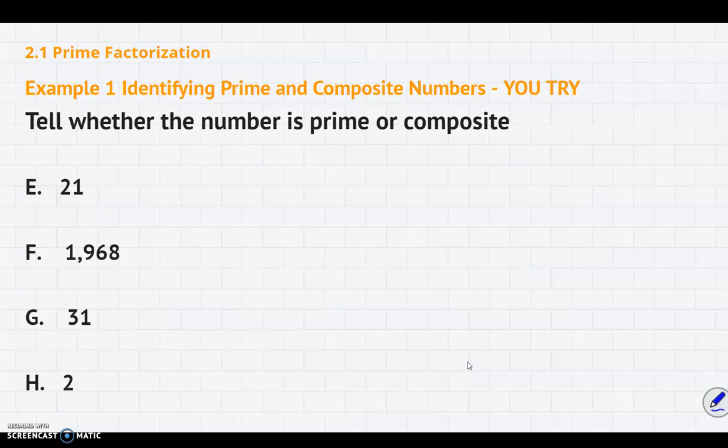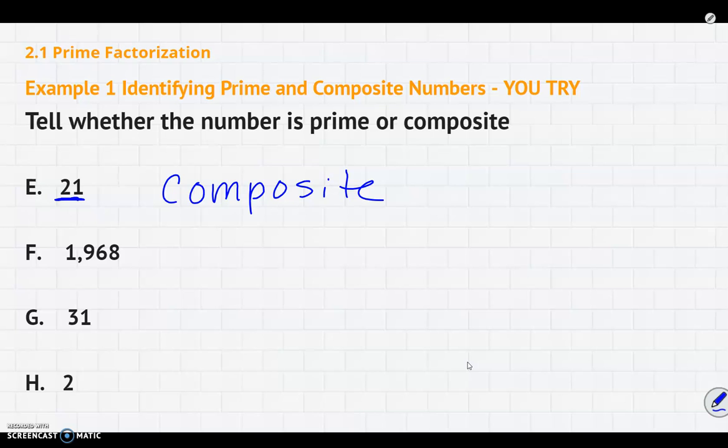21 is not even, but it is divisible by 3. The divisibility rule for 3 says if the sum of the digits is divisible by 3. So 2 and 1 makes 3, and we know 3 is divisible by 3. Therefore, 21 is divisible by 3, making it composite. And you might have known just off the top of your head, yep, I know that 21 has 3 times 7 as one of the factors, and you would know it's composite.